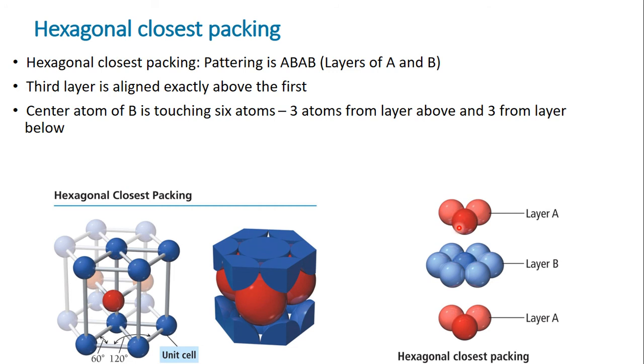So for example, 3, 7, 3. Here our center atom is actually touching 6 atoms, 3 from above and 3 from the bottom. And our cell is going to look like this. So here's a layer of A, and surrounded by each side is our layer of B.